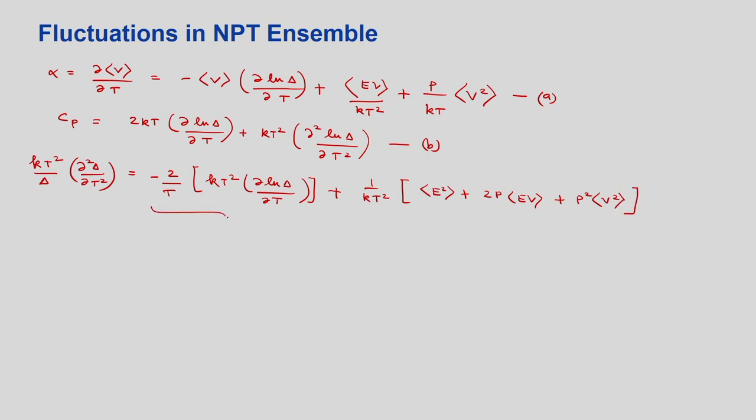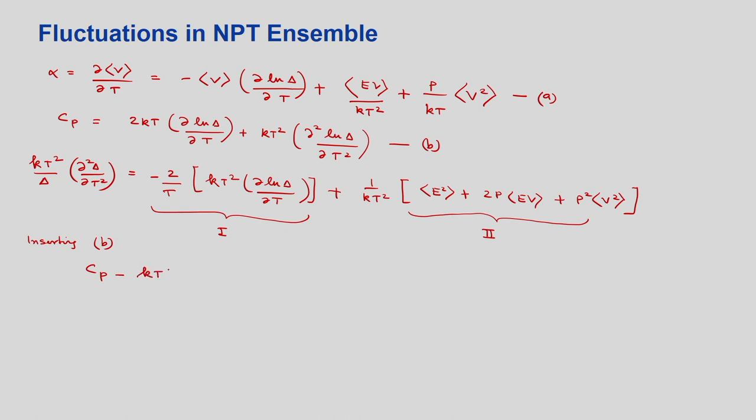Now, let us divide the terms. Let us suppose this is term 1 and this is term 2, and then you try to replace term 1 and term 2. So for term 1, inserting B, let us please refer to equation B. If you see equation B, I have an expression for kT square dou ln delta by dt. This expression I can write in terms of Cp minus this term into T. So I will replace this kT square dou ln delta dou T from equation B.